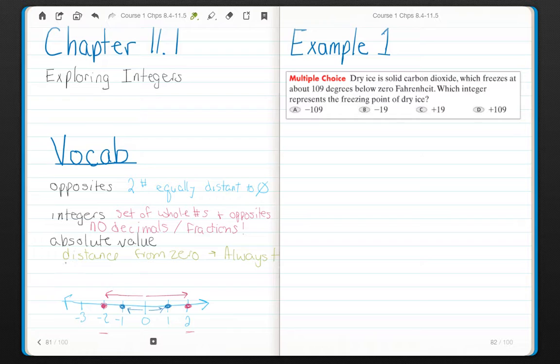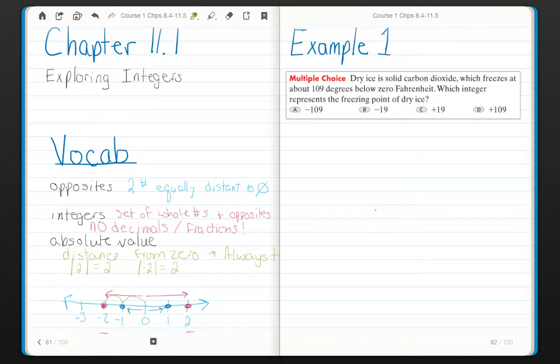Now we show absolute value by using two vertical straight lines with a number in between. So this symbol right here means absolute value. The absolute value of 2 equals 2. Also, the absolute value of -2 equals 2, because -2 is 2 units away from 0. So we'll come back to absolute value in a little bit, but let's get into example 1.